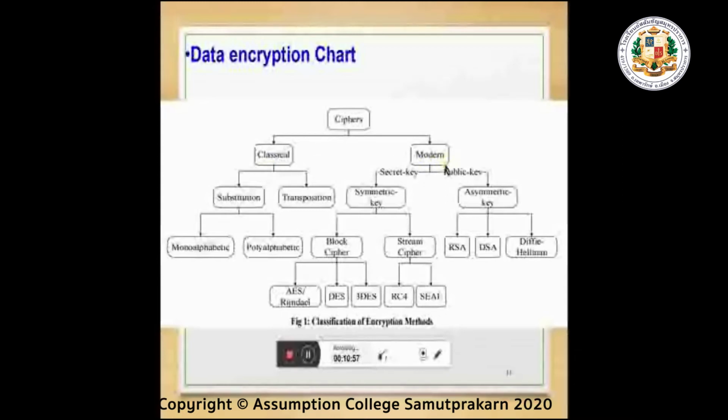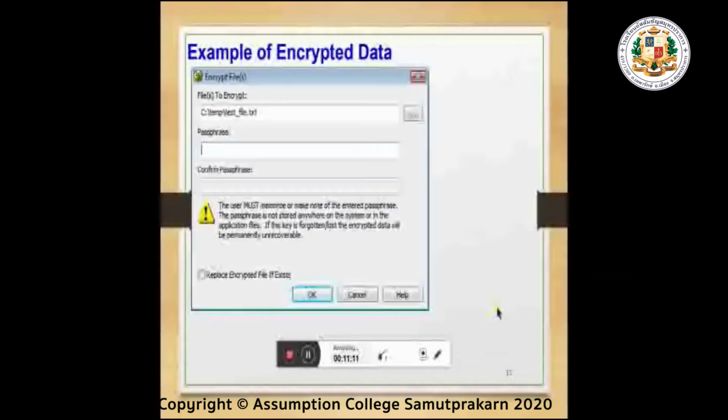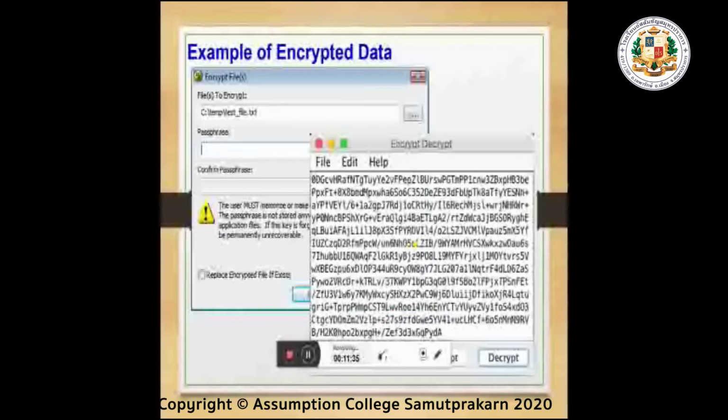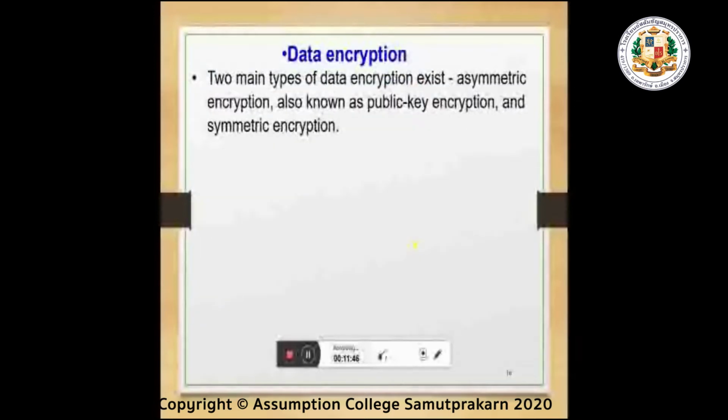So here is a data encryption chart. It's divided into two, classical and modern. So modern, that's the new way to encrypt data, and we have two kinds, symmetric key and asymmetric key. And here's an example of encrypted data. So here is a window used to encrypt a file, and it will make the plain text into a ciphertext like this. Okay, so this is an example of encryption software to use for encrypting and decrypting your files.